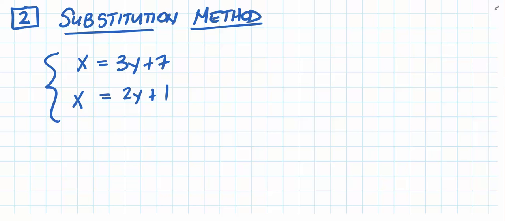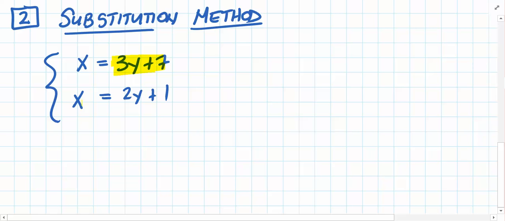The next method that we always talk about when solving systems is called the substitution method. The substitution method is nothing more than what it is in a sports event when you substitute one player for the other. You exchange one for the other. It's the exact same thing here. Notice that in this system, I have an equation where x in the first one is equal to 3y plus 7.